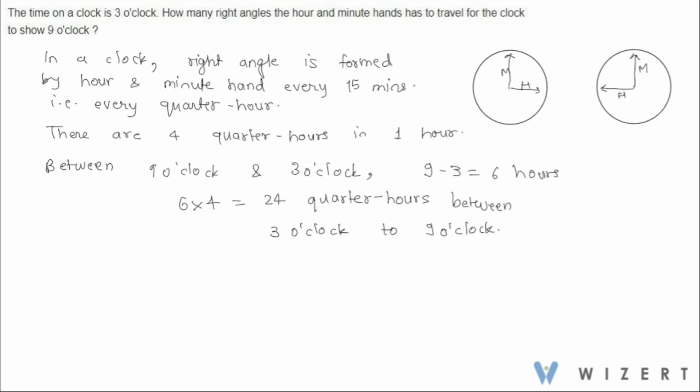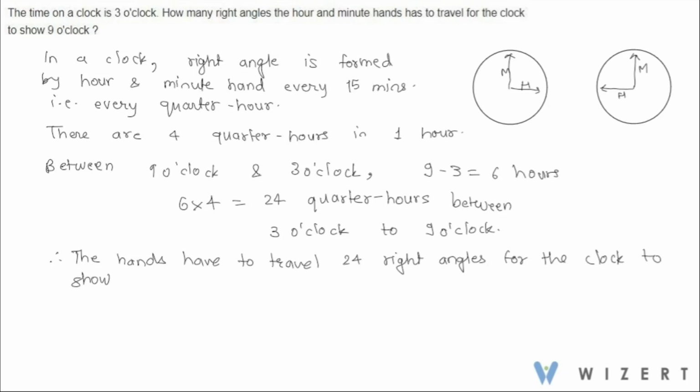Therefore, the hands have to travel 24 right angles for the clock to show 9 o'clock. So 24 is the answer.